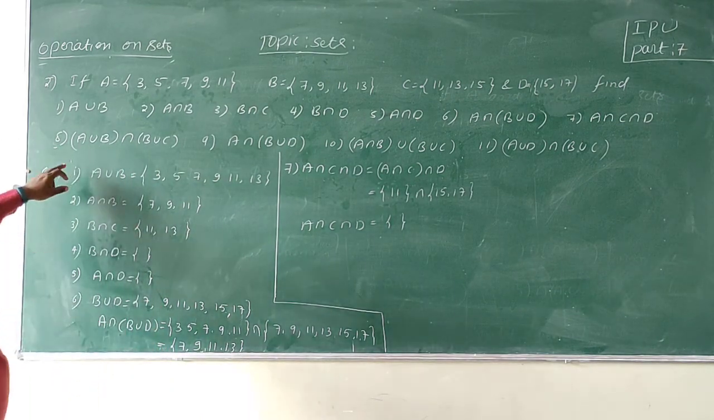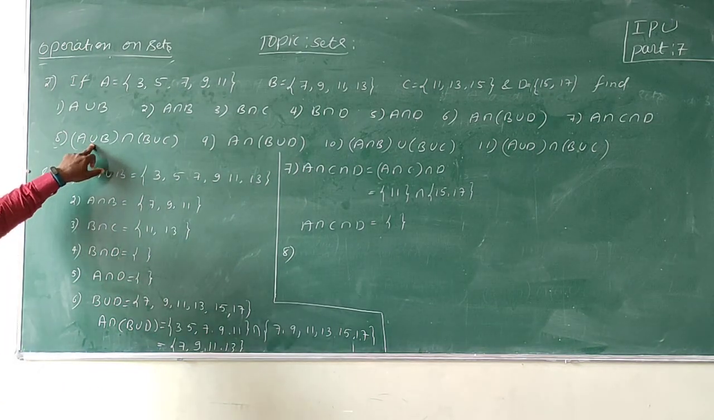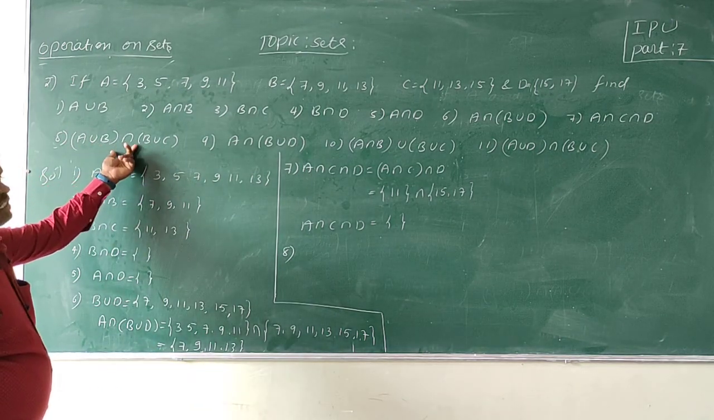Okay, so next, the eighth one: A union B union C, and intersect both.